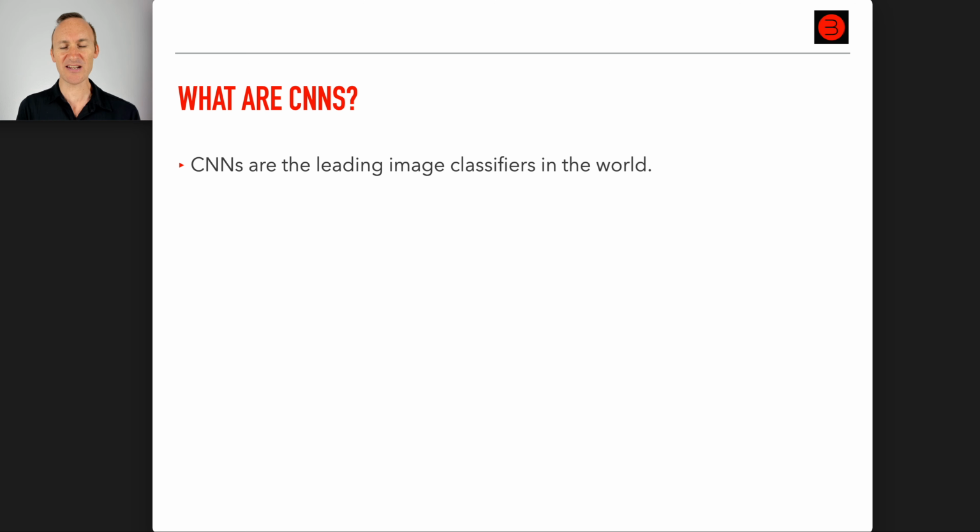CNNs are the leading image classifiers in the world. They got their jump start in the famous ImageNet competition, which has been given out over the years. And at some point, CNNs emerged as the leading model, basically obliterating the competition. And they've been in the lead of image classifiers ever since.